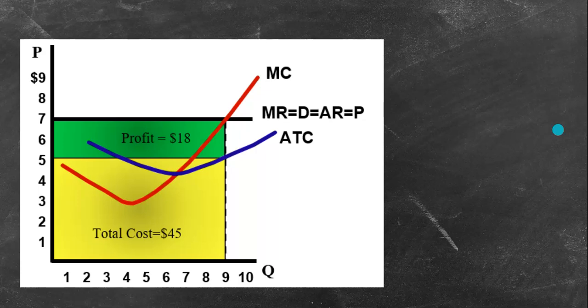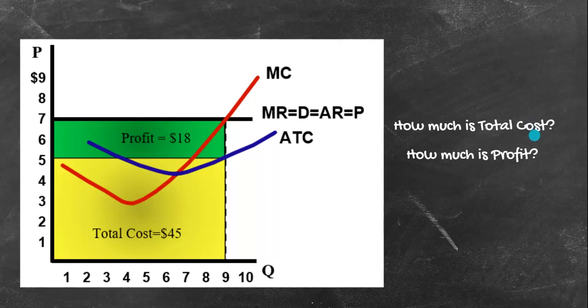When we want to think about total cost, what we need to do is to take a look at our profit maximizing quantity. So our profit maximizing quantity, again, that's the quantity at which your marginal cost equals marginal revenue. And here that was a quantity of 9.